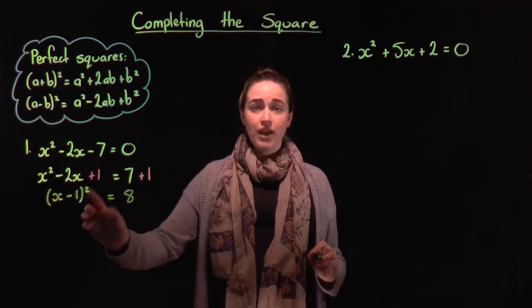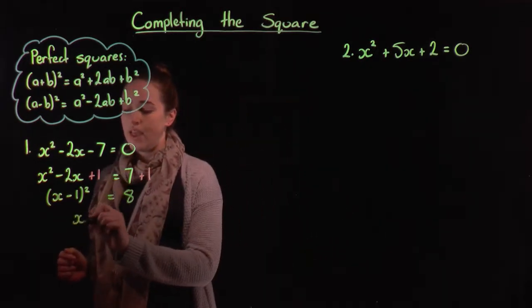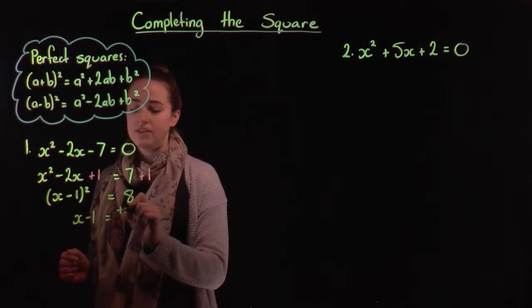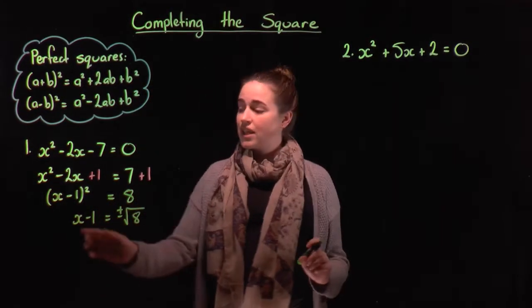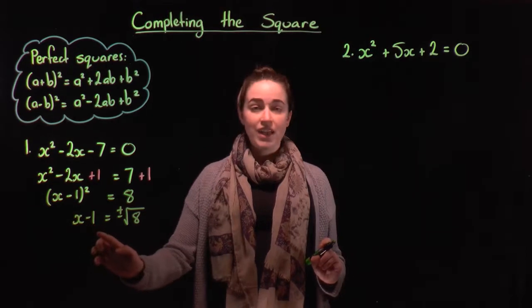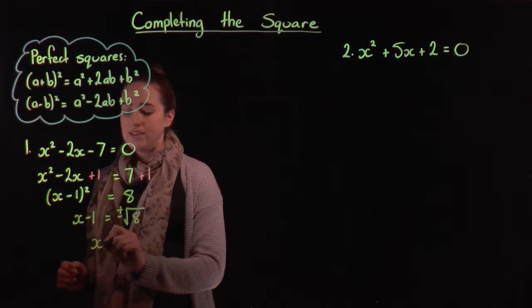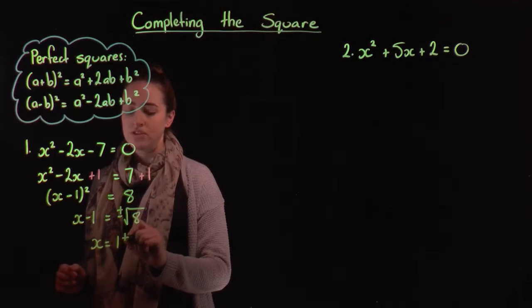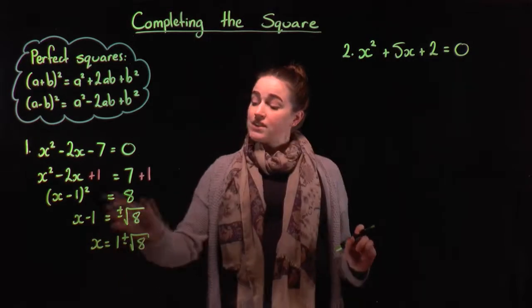So to get rid of this squared, we would have to square root both sides of that equation. So we'd end up with x minus 1 equals plus or minus the square root of 8. And then we want to rearrange to get the x on its own. So that means we would have to add 1 to both sides of that equation. So we're going to end up with x equals 1 plus or minus the square root of 8. All right, so that is our answer.